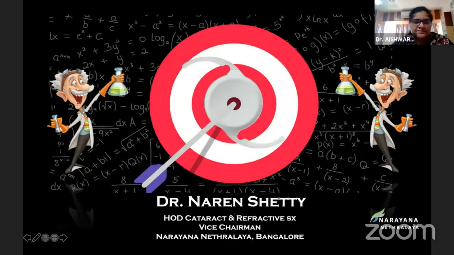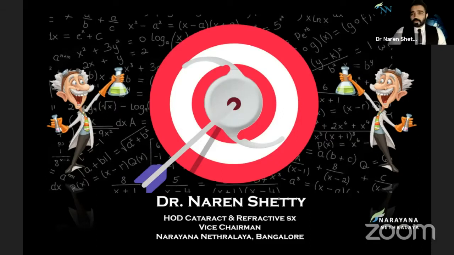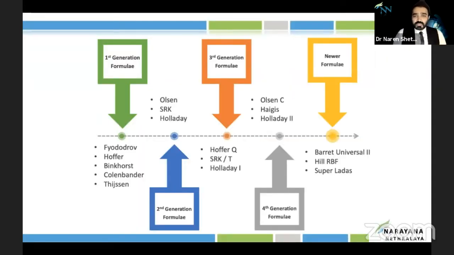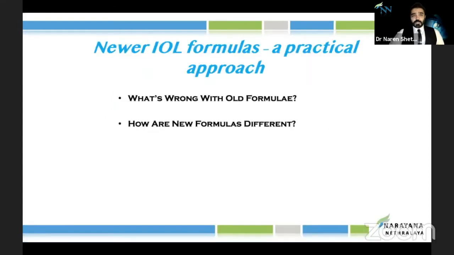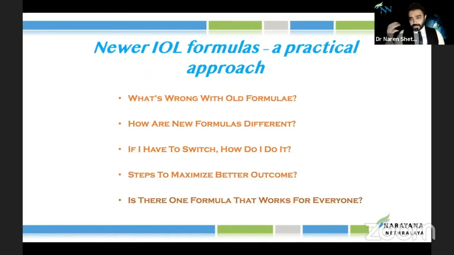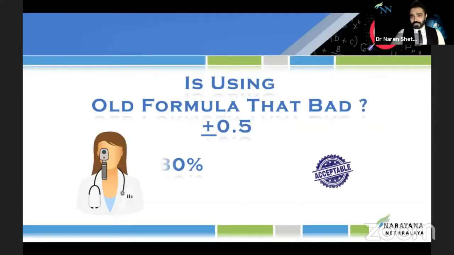Yes, sir. Fantastic. So when we look at the evolution of formulas, there have been 4 generations of IOL formulas, and now we are in the generation of the new IOL formulas. Whenever the word new IOL formula comes into the picture, there are a series of questions which come into our head. First and foremost is what's wrong with the old formulas?